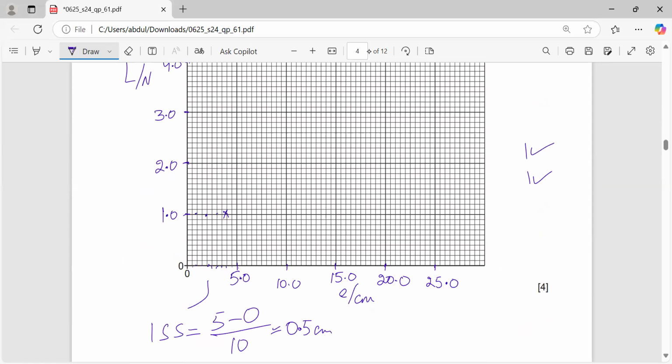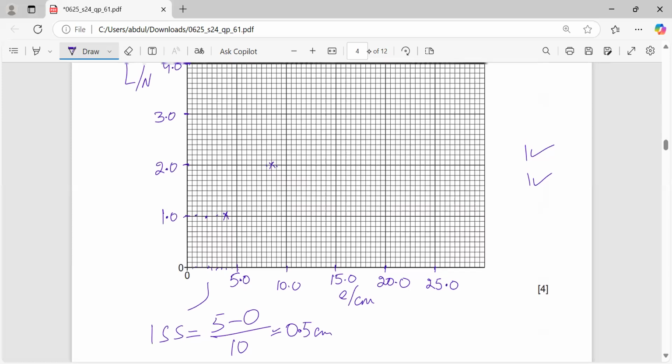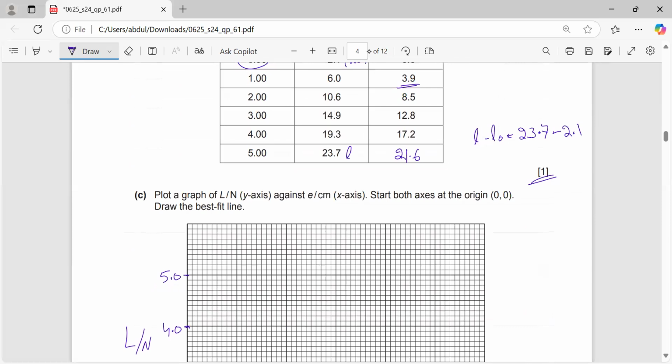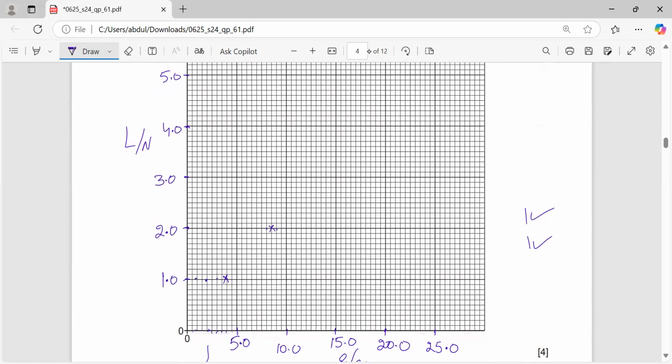Then at 2 newton it is 8.5. See, this is 10, this is 9, this is 8. So 8.5 is in the center. Then at 3 newton, it is 12.8. See, this is 10, this is 11, this is 12, this is 13. 12.8 is a little bit before 13.